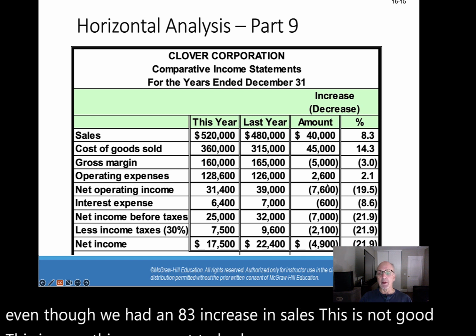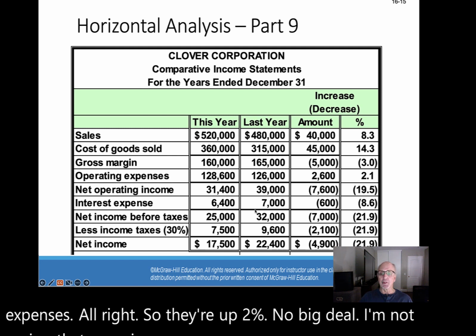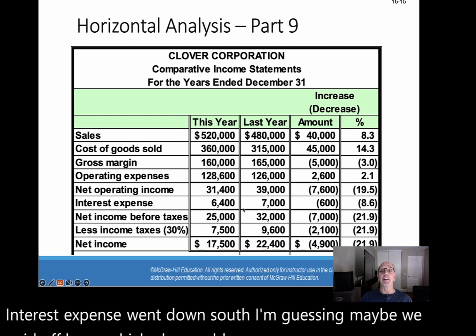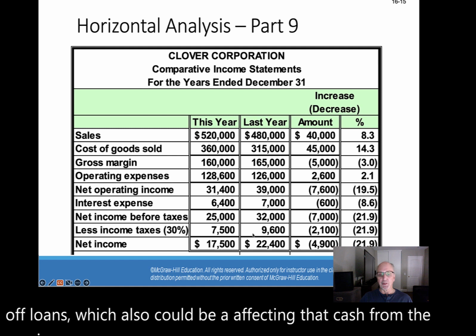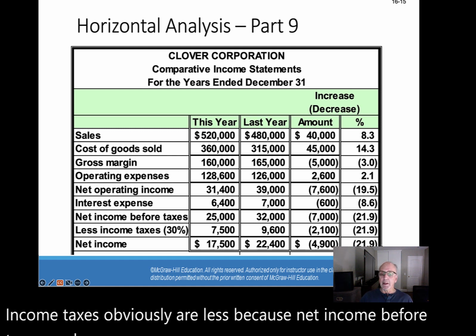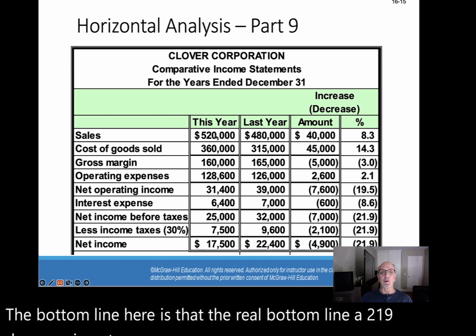Look at operating expenses. All right, so they're up 2%. No big deal. I'm not seeing that as an issue. Interest expense went down, so I'm guessing maybe we paid off loans, which also could be affecting that cash from the previous screen. Income taxes obviously are less because net income before taxes is less. The bottom line here is, the real bottom line, a 21.9% decrease in net income, even though we had an increase in sales. So I'm thinking we've got some work to do.